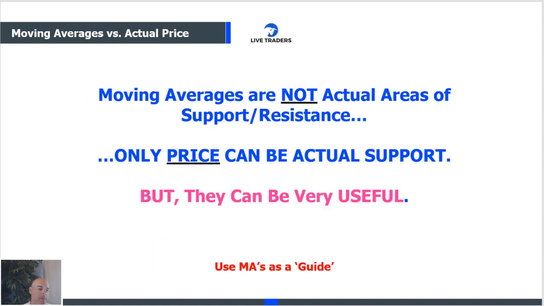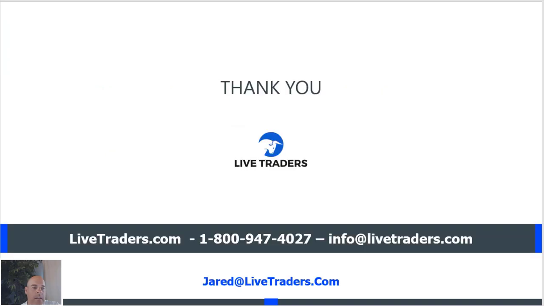But as I said many, many times, they are not actual areas of support and resistance. Only price can be actual areas of support or resistance. But they can be very useful. So the basic lesson here that I want you guys to learn is they are useful, especially for new traders. They can be very helpful. But price is number one. Volume is number one, right? 1A and 1B. Okay? These are things that will just complement price and volume. That's the best way to look at moving averages. They help to complement price and volume.